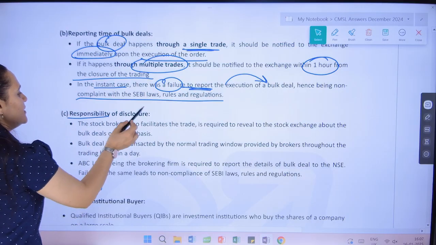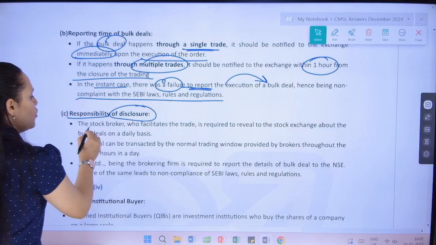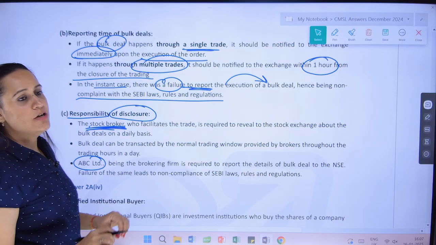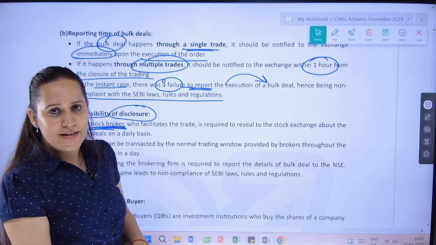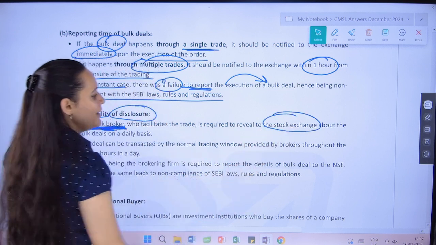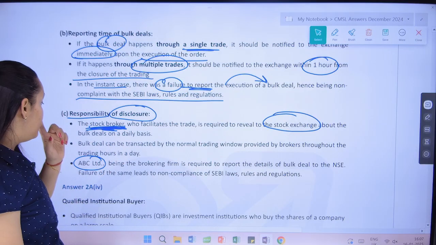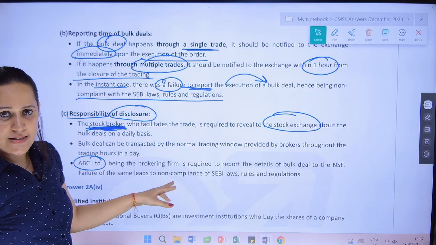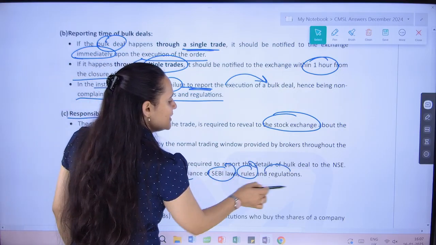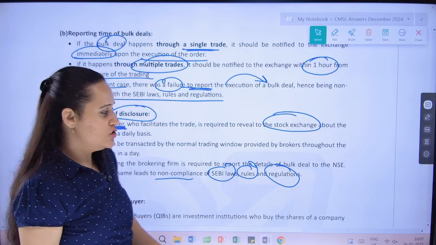The last one was who has the responsibility of making the disclosure. Again, the responsibility lies on the stockbroker, and in the instant case, ABC Limited had failed to make a disclosure to the NSE. The stockbroker has to inform the stock exchange about the bulk deal transactions, but here ABC Limited was the stockbroker. They failed to give the information to the NSE, so there is non-compliance with respect to SEBI laws, rules, regulations, as well as the bylaws of the National Stock Exchange.